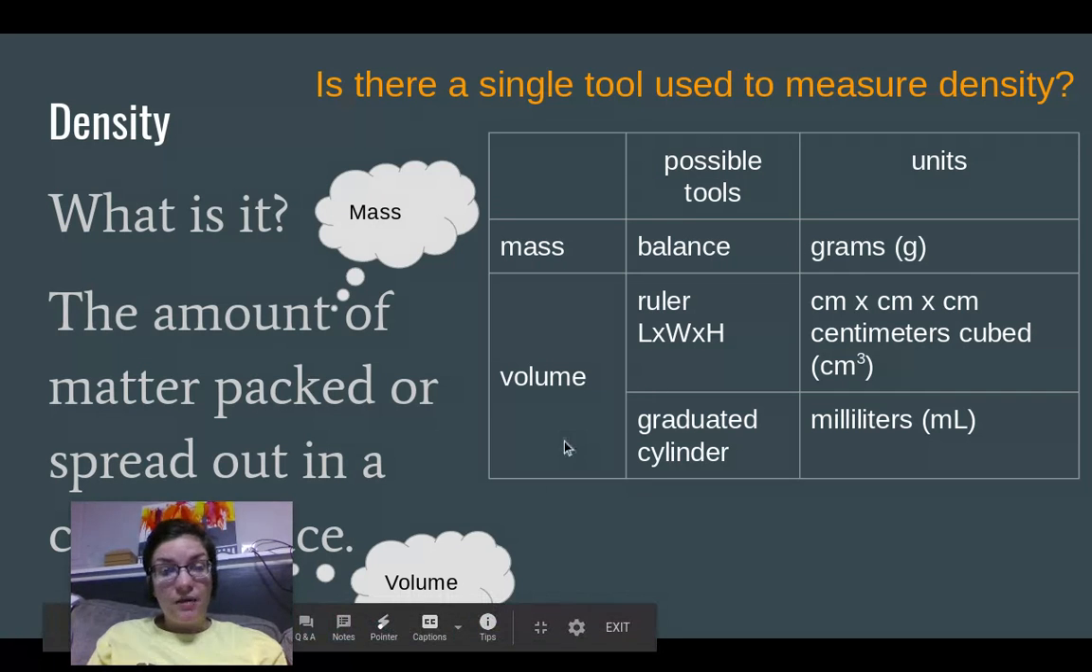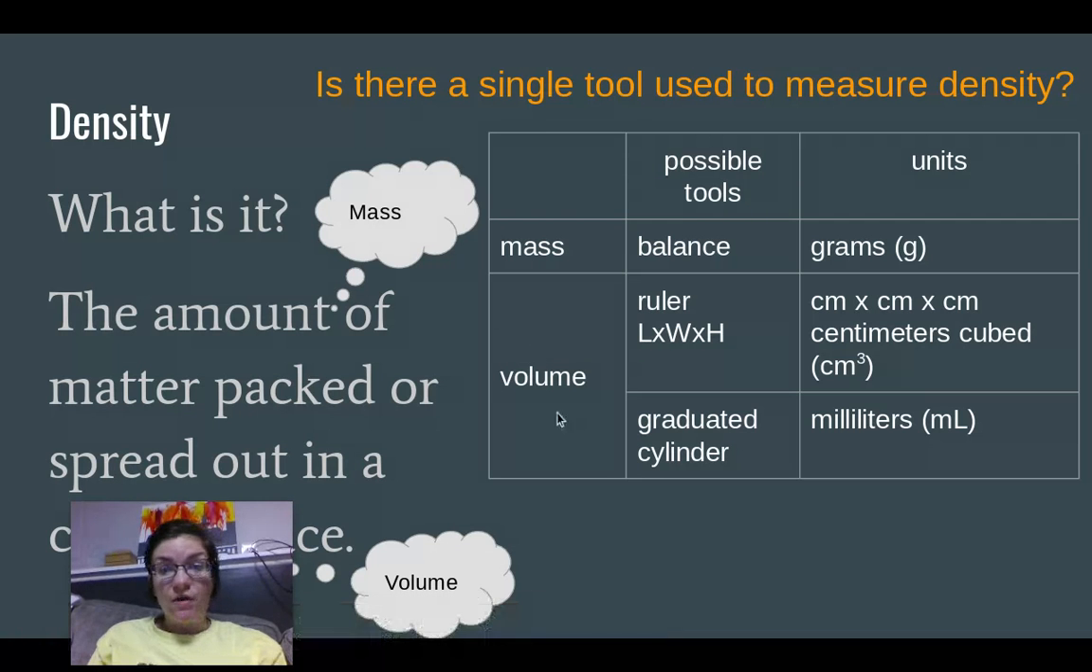Volume, it depends what you have, what shape the object is. So volume is all about shape and about space and how much it's taking up. If it's a straight or flat edged object, you will use a ruler and find length times width times height. That's like a normal straight edged object. And because you're taking centimeters times centimeters times centimeters, the unit for that is centimeters cubed.